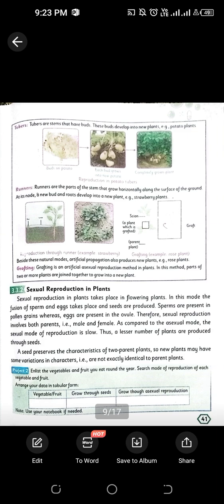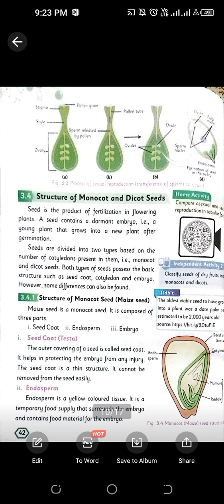And in sexual reproduction of a plant, what basically happens is there is a fusion between the sperms and the eggs. After the fusion, a new seed grows. This is sexual reproduction. Then today's topic is the structure of monocot and dicot seeds. Now we have discussed reproduction.